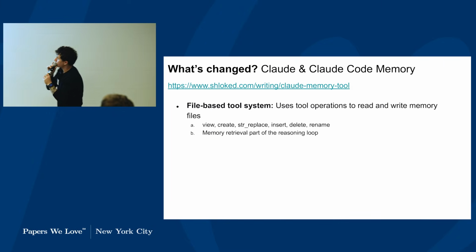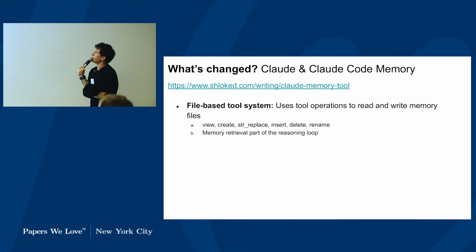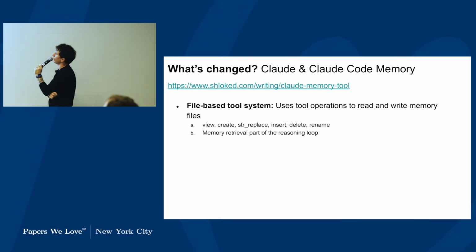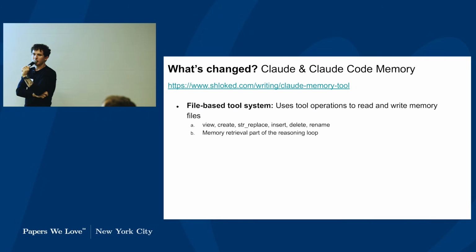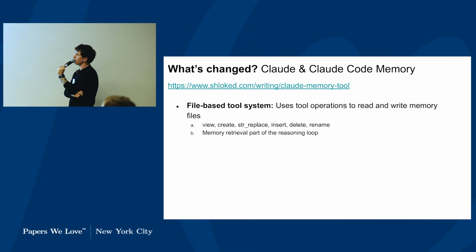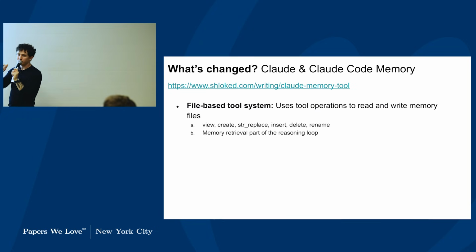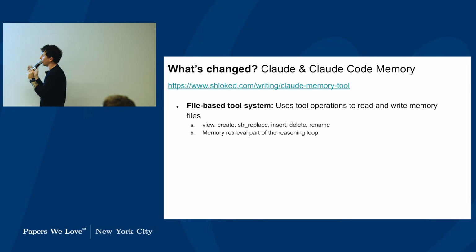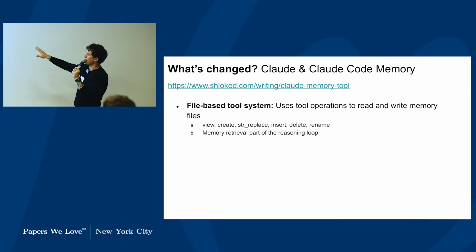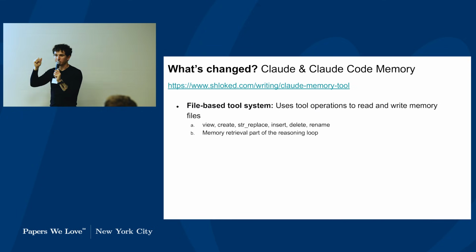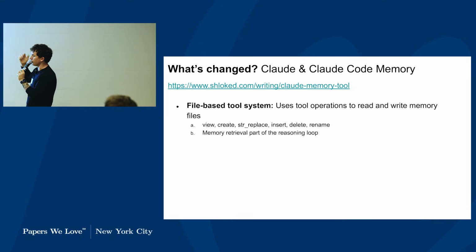So last thing I want to highlight on what's changed is another architecture, the Claude and Claude Code architecture on AI memory. This one's a little easier to read. We're not reverse engineering anything, but this is basic. This is a file-based tool system. If you've used Claude Code, you've seen it in action. I think it's pretty magical. And essentially what we're doing is allowing the LLM to use tool operations to read and write its own memory files. So very different from what ChatGPT is doing, but also very different from the Zep approach.